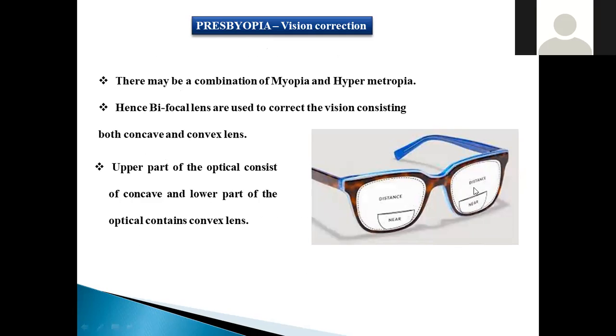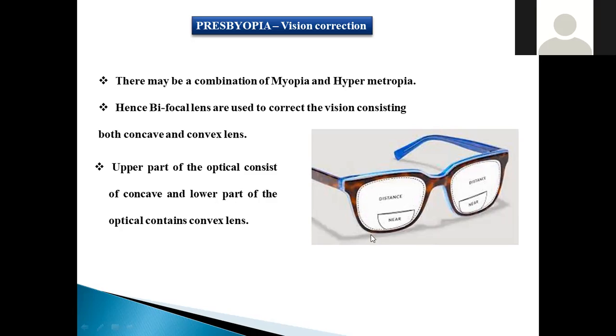Okay, bifocal lenses are required in order to correct presbyopia. So here, how is the bifocal lens made? The upper region is made up of a concave lens and the lower portion is made up of a convex lens. The upper portion is used to visualize objects which are present far away from the viewer, and the lower portion is used to visualize objects which are very near to the viewer.